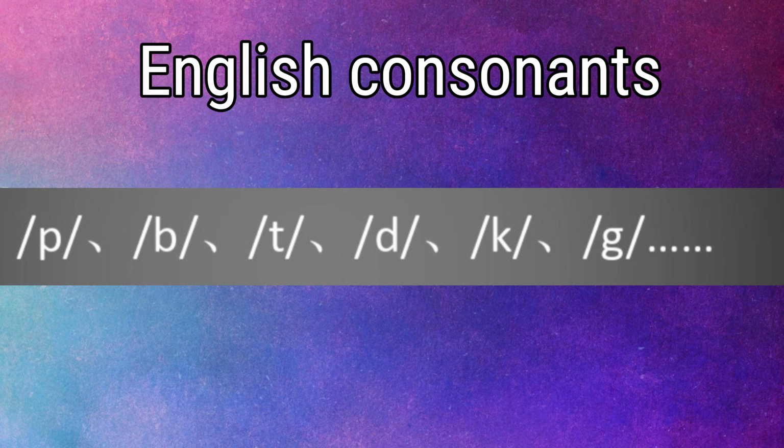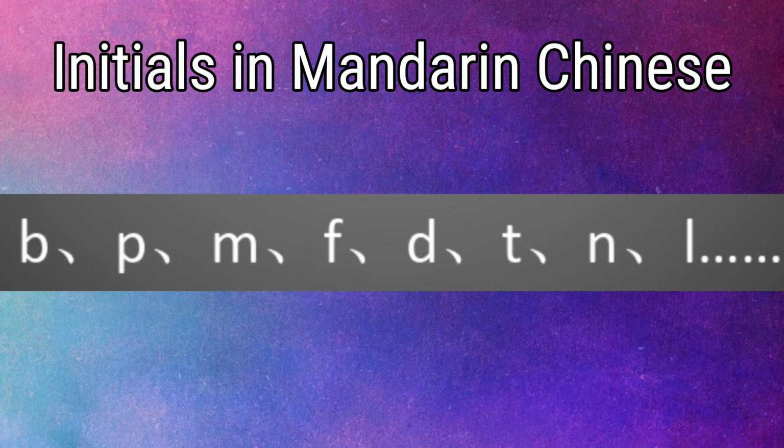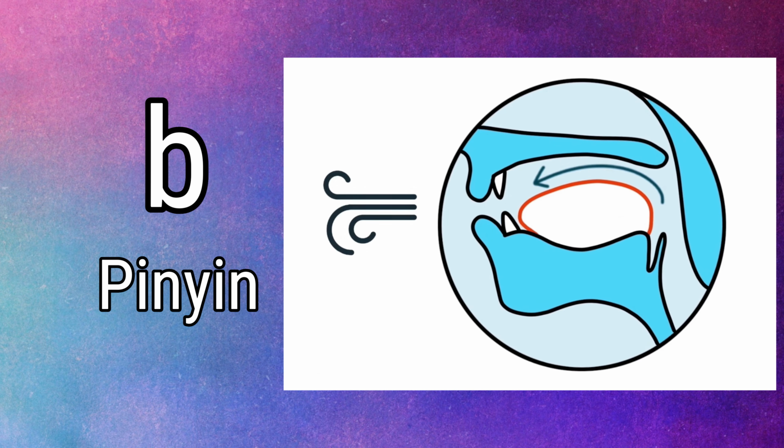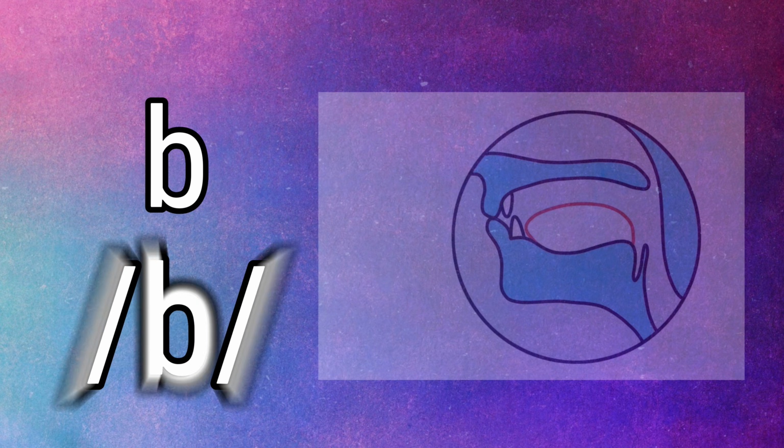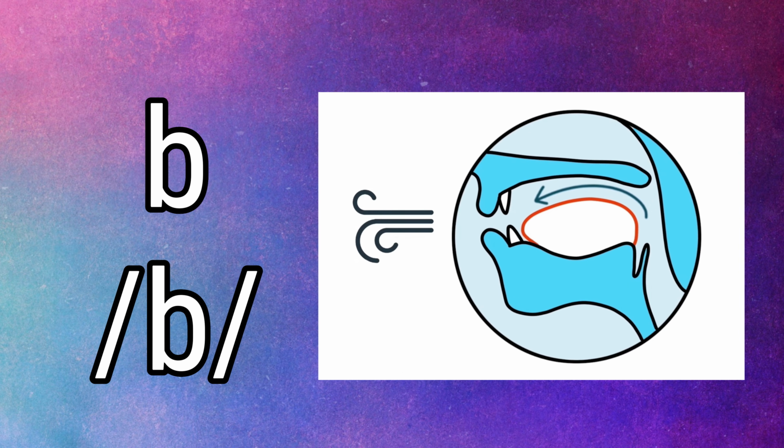Compared to English consonants, some initials in Mandarin Chinese may seem similar, but have subtle differences in pronunciation. For example, b in pinyin is pronounced "ba" with both lips together, creating a soft and gentle sound. In contrast, in English, b is pronounced with a stronger puff of air.